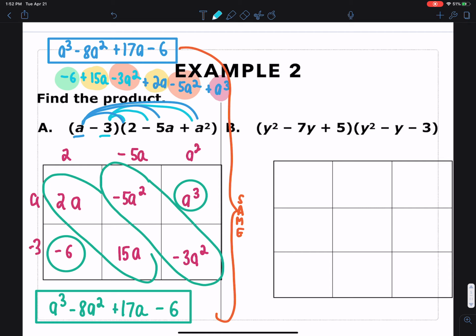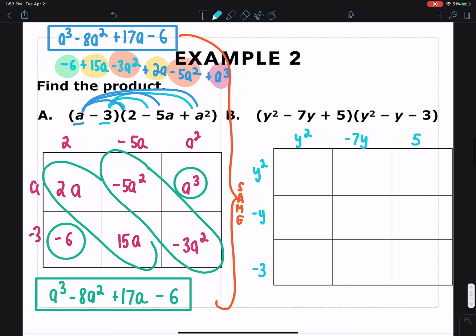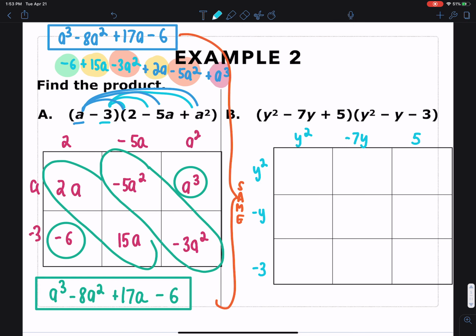So with this one, it doesn't matter where we put our trinomials. I'll put the first one on the top. So y squared minus 7y and then 5. And then we have y squared and we have minus 1y and then minus 3. Again, multiplication's commutative, so it does not matter where you put your terms. And then we multiply to get what goes inside and then add to combine our like terms afterwards.